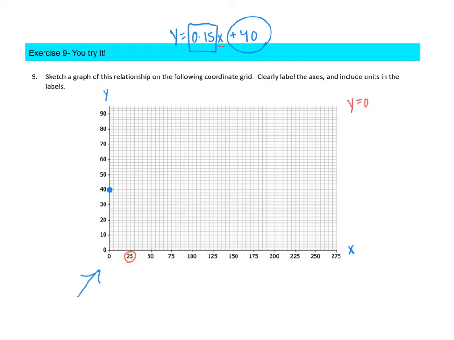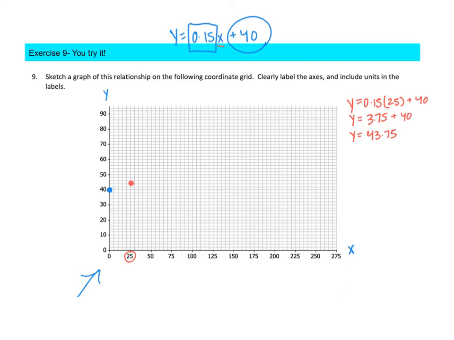So y equals 0.15 times 25 plus 40. We'll do this really quick to find out where this line is going to fall. So 0.15 times 25 is $3.75, plus 40. When we do that, we get $43.75. So when we are at 25 on our x, we are at $43.75 on our y. So we're going to be right around here.